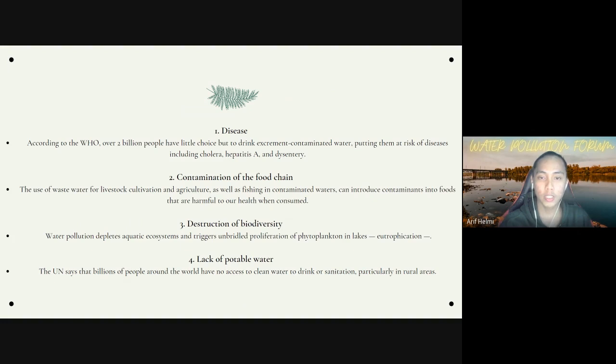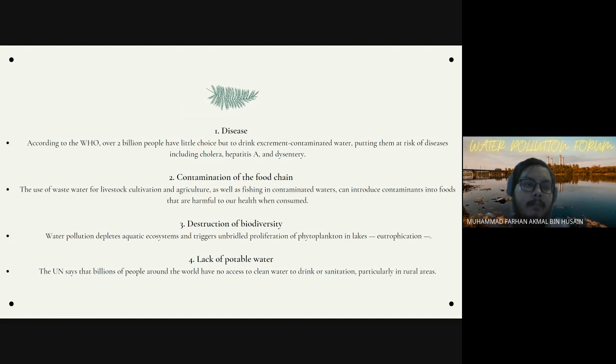Second one, contamination of the food chain. The use of wastewater for livestock cultivation and agriculture, as well as fishing in contaminated waters, can introduce contaminants into foods that are harmful to our health when consumed. Next, Farhan Akmal. Okay, so for the third one is destruction of biodiversity.